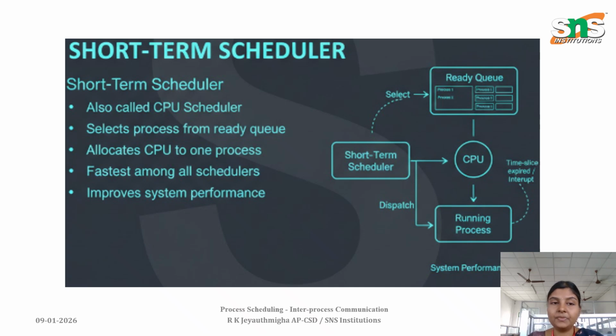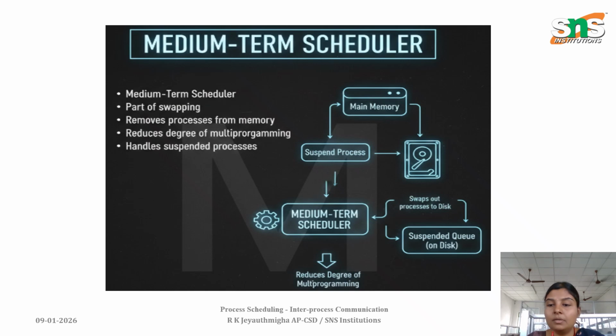Short-term scheduler, also called CPU scheduler. It selects a process from the ready queue and allocates the CPU to one process. It is the fastest among all schedulers, and it improves system performance. Medium-term scheduler is a part of swapping. It removes processes from memory, reduces the degree of multiprogramming, and handles suspended processes.